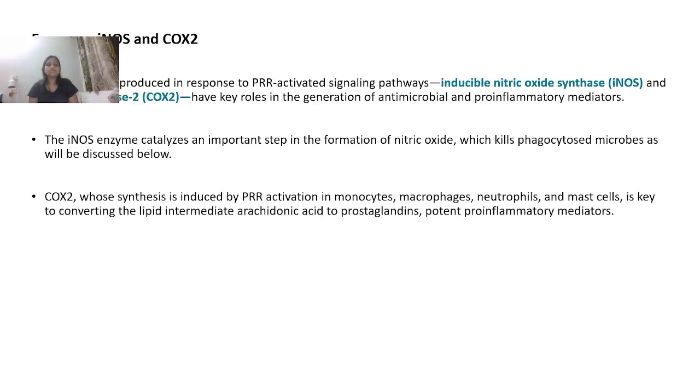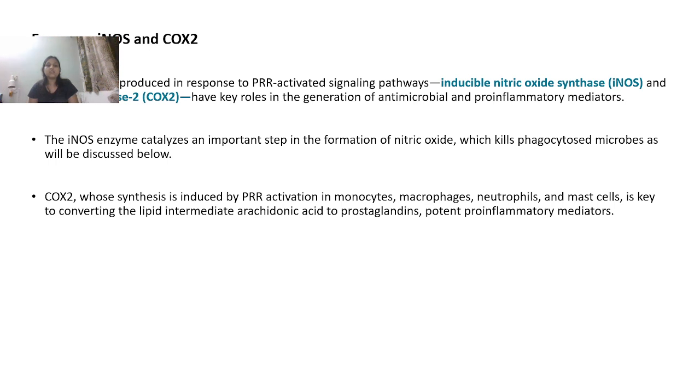COX-2, whose synthesis is induced by PRR activation in monocytes, macrophages, neutrophils, and mast cells, is key to converting the lipid intermediate arachidonic acid to prostaglandin, potent pro-inflammatory mediators.